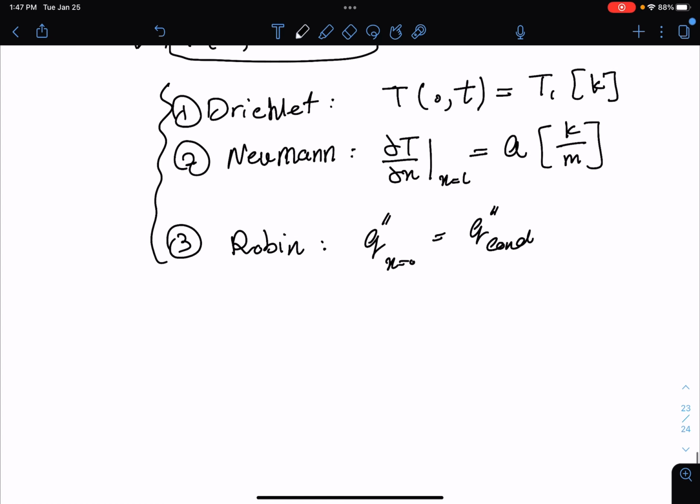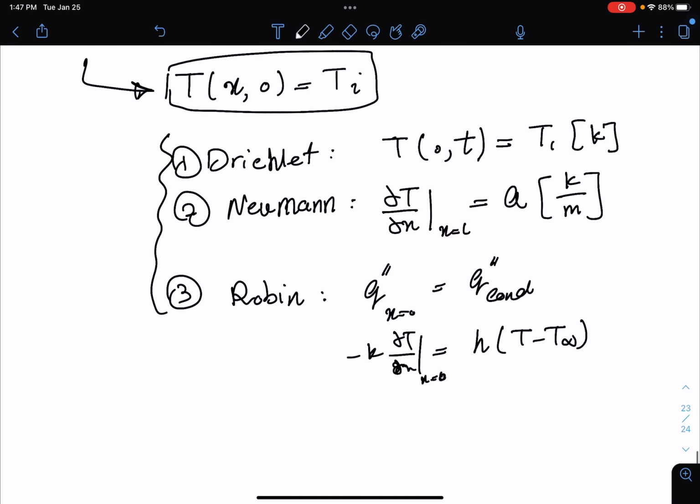Okay? How do we calculate convection heat transfer? h times (T minus T infinity) equals negative k partial T partial X at that specific location, whatever it is, X sub 0. So we are going to get three different types of boundary conditions. Any questions so far?